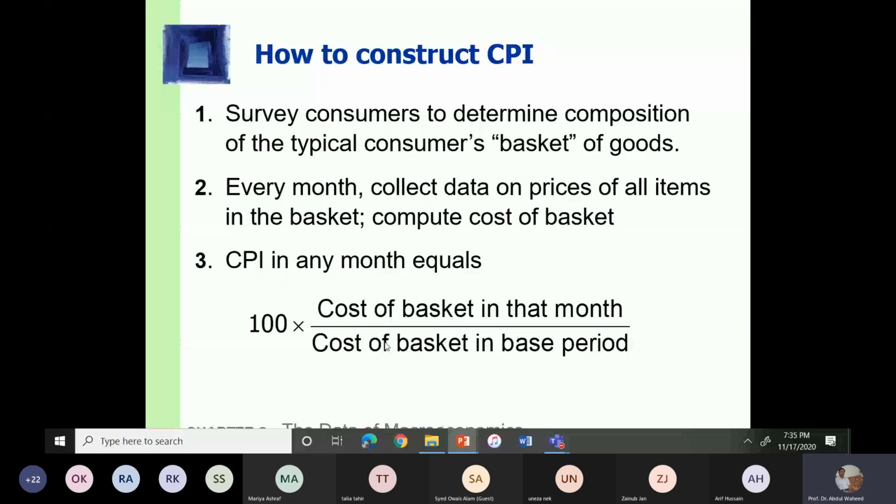We calculate the cost of the basket in that month or time period, and then the cost of the basket in the base period. If we want to calculate CPI on a monthly basis, then we take the cost of the basket in that month and the cost of the basket in the base period. We make some month the base period, compare with it, and multiply by 100, so we get the index, the consumer price index. To calculate the cost of the basket, we have to multiply the price with the quantity, and then add all these values to get a single figure for the cost of the basket in that month.